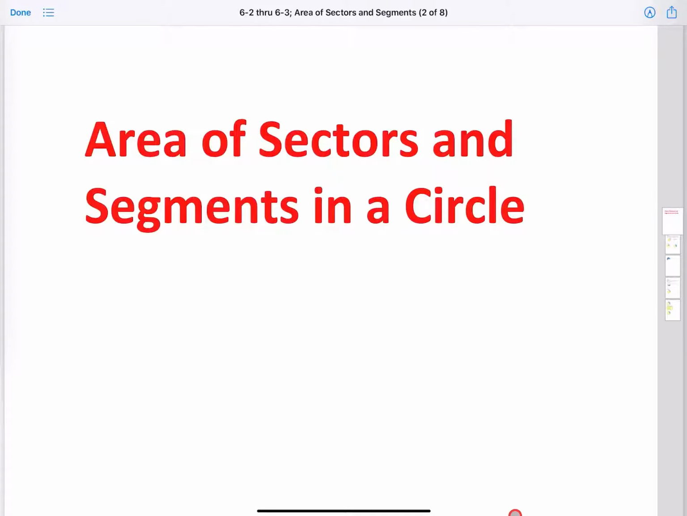Hey everyone, Teacher Chang here, and today we're going to take a look at the area of a sector and a segment in a circle.